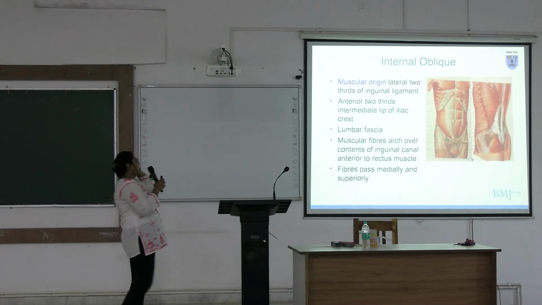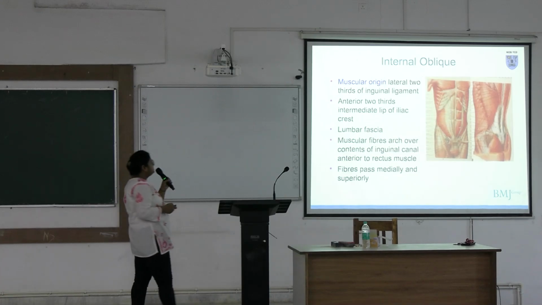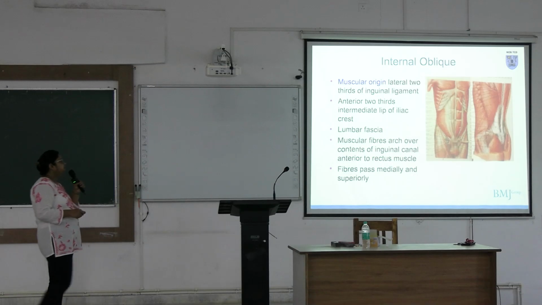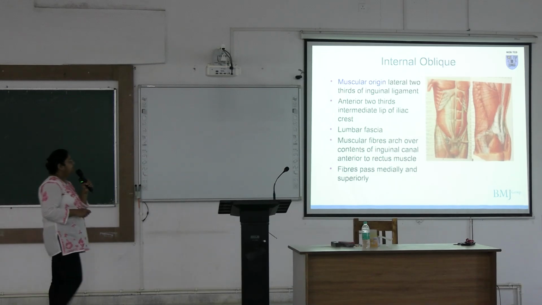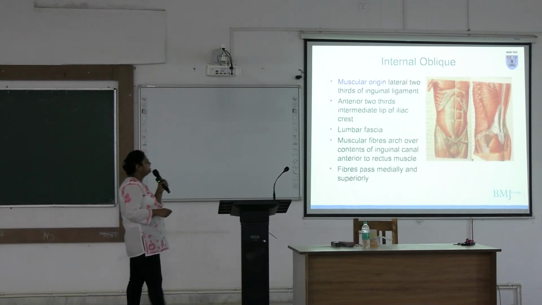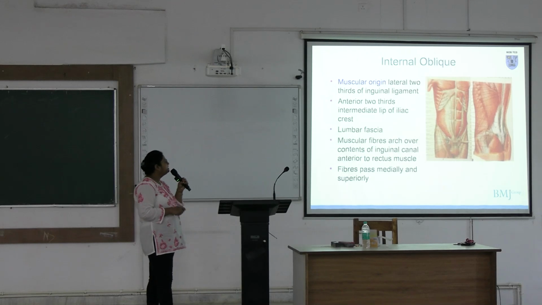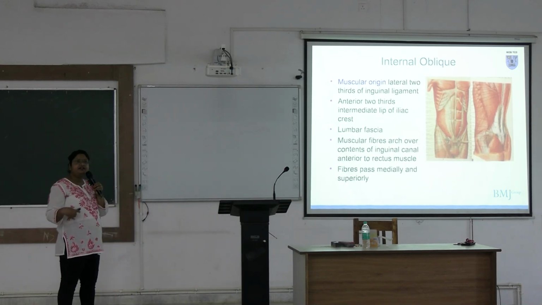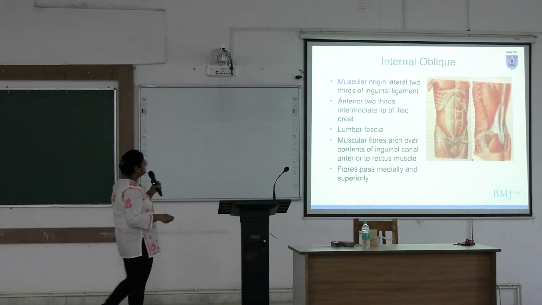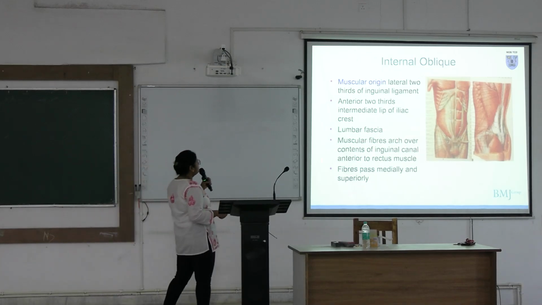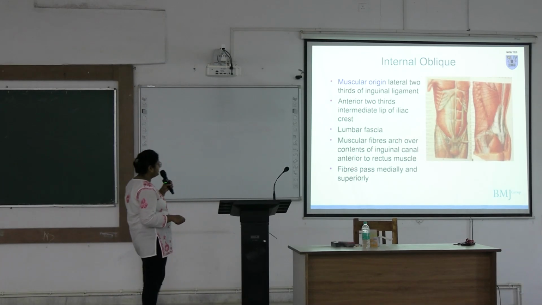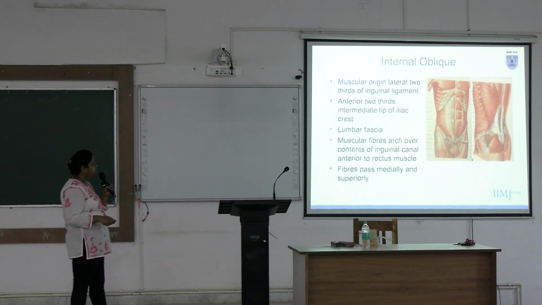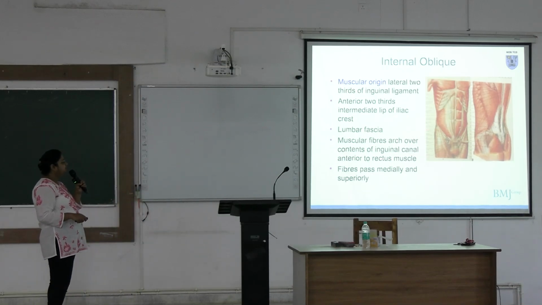Okay. So, internal oblique muscle origin from lateral 2/3 of the inguinal ligament, anterior 2/3 of the intermediate lip of the iliac crest, lumbar fascia. This is thoracolumbar fascia. It has 3 layers. Okay. So lumbar fascia and muscle fibers arch over the contents of the inguinal canal anterior to the rectus muscle, and the fibers pass medially and superiorly. Okay. So this is the origin of internal oblique.